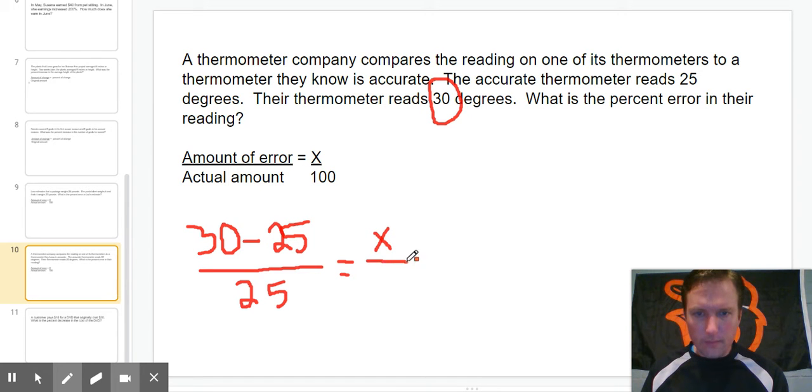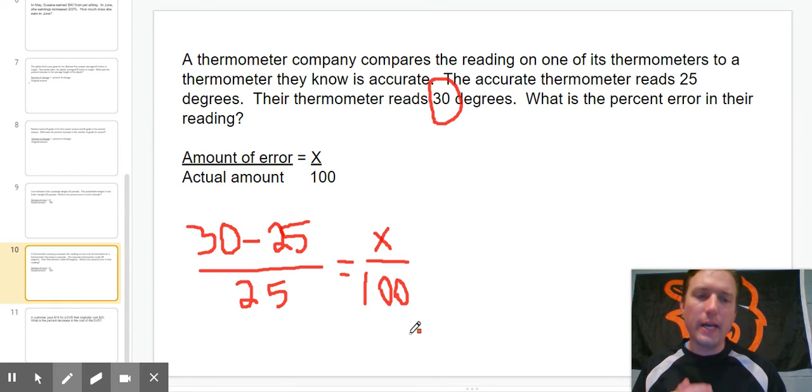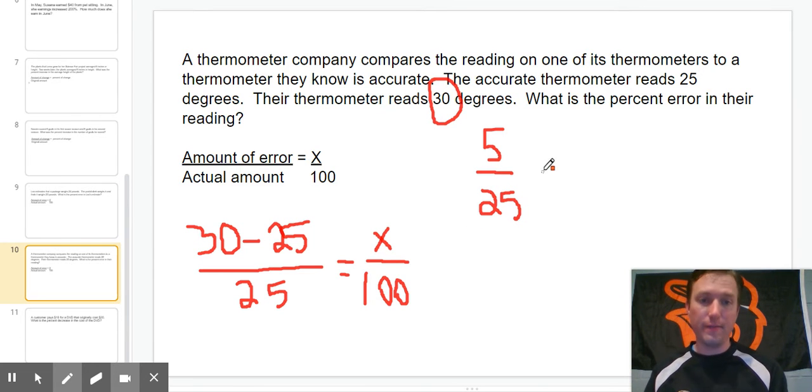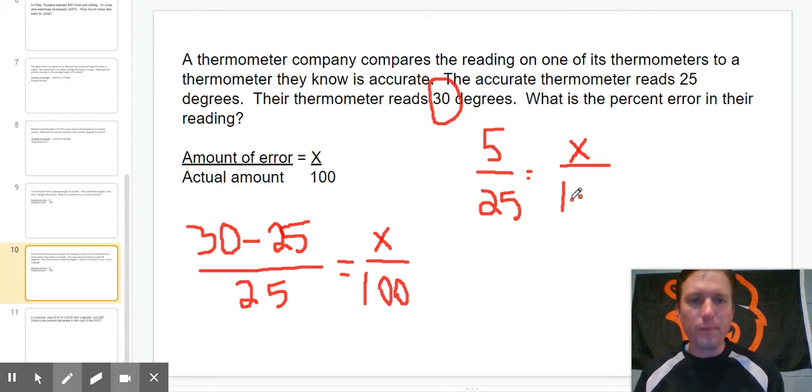Hopefully you can see where that information is coming from. And as you do more and more of these problems, it should become easier and easier for you to say: we need to find the difference that goes in the numerator, the actual amount that's going to go in the denominator, and then we're going to solve it. So 30 minus 25 gives me 5 over 25, because 30 minus 25 is 5, equals x over 100.